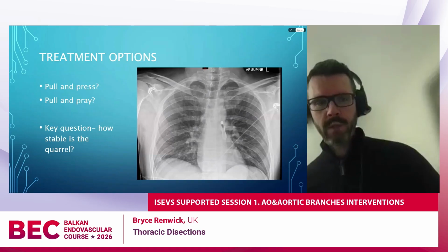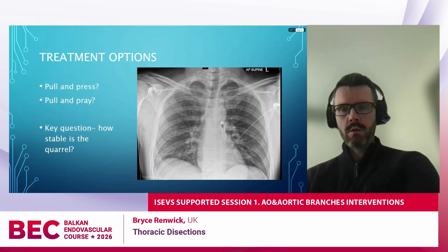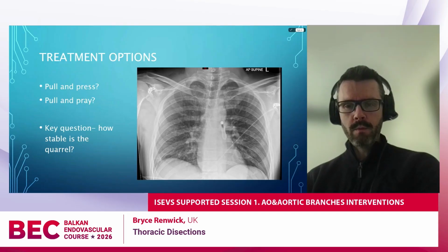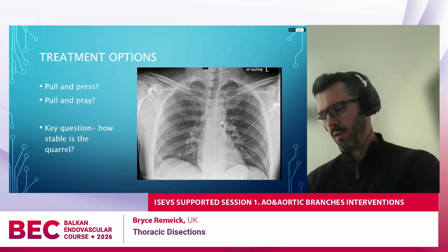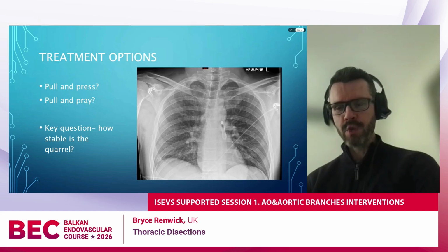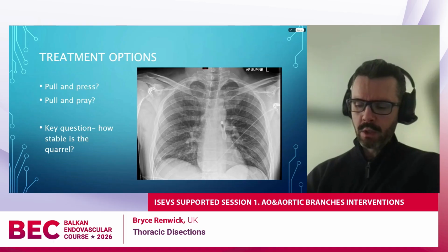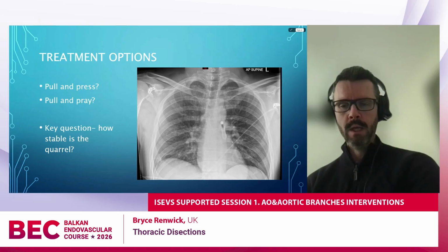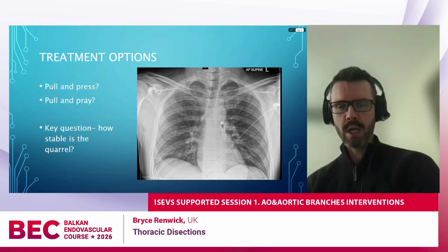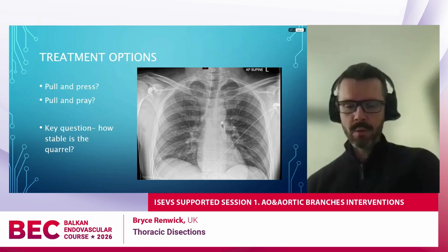There's a patient's plain film showing no pneumothorax. So, you know, we discussed a pull and press, or probably more appropriately, a pull and pray strategy, obviously contraindicated in this case. But the key question for me looking at this patient was how stable is the quarrel. It's obviously not come out on his transfer to hospital, but my concern was when we opened the chest, would the quarrel become dislodged before we had opportunity to get proximal control of the aorta or the pulmonary artery. So the key question for me was how stable is the quarrel.